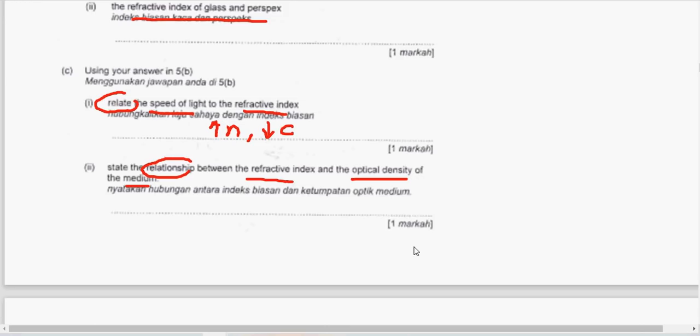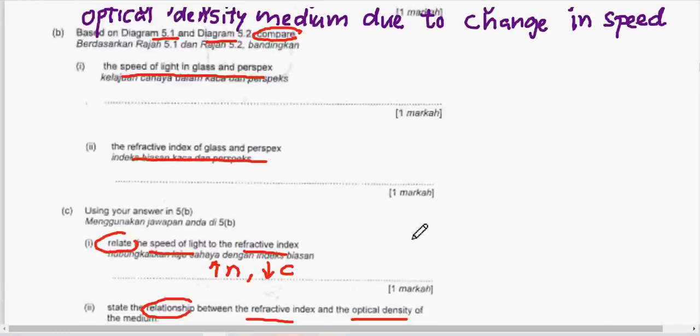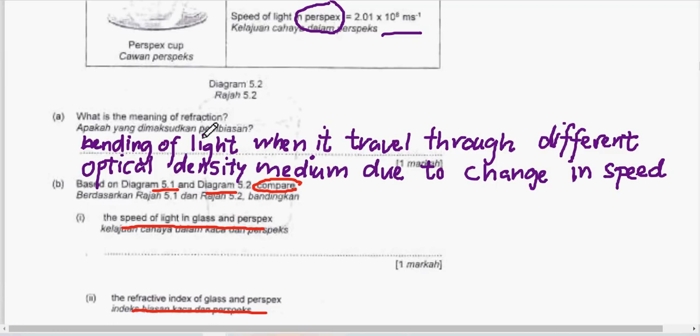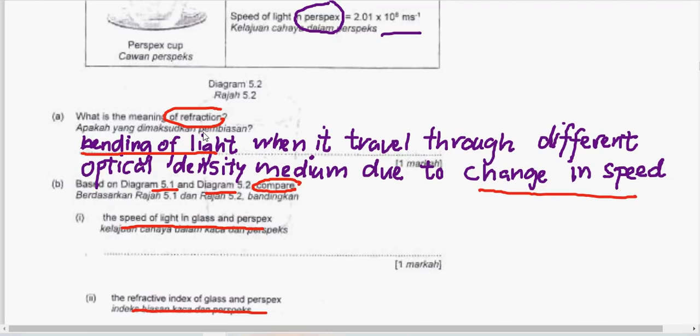Then they ask about the refractive index and optical density. So the greater the refractive index means the denser it is. So it means that the greater the optical density. Okay, hopefully you can answer that. But just now here, they ask for the definition of refraction. So the keyword will be bending of light, due to the change in speed when it enters a different optical density medium.